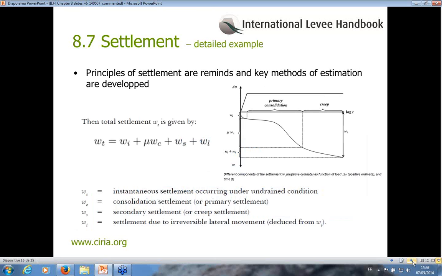Within the unidimensional consolidation framework, settlement is decomposed into instantaneous settlement, primary settlement, which corresponds to the consolidation phase, secondary settlement, which corresponds to creep, and a corrective term accounting for irreversible lateral movements. The formula for each term is given. It is reminded that the input parameters should be determined from laboratory tests. See Chapter 7.